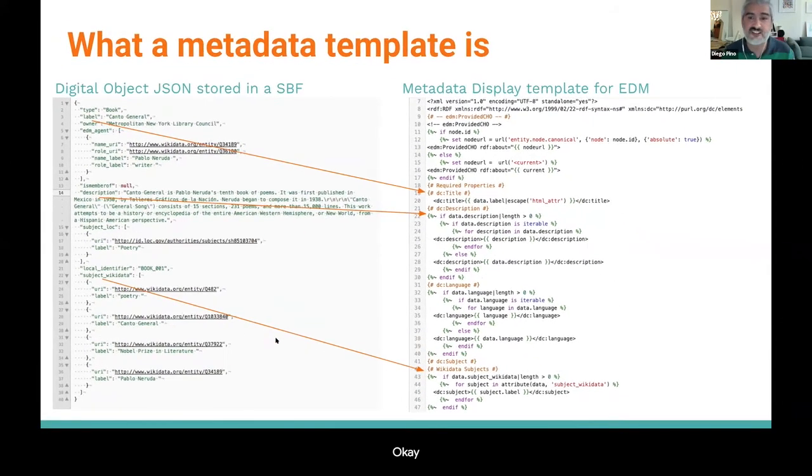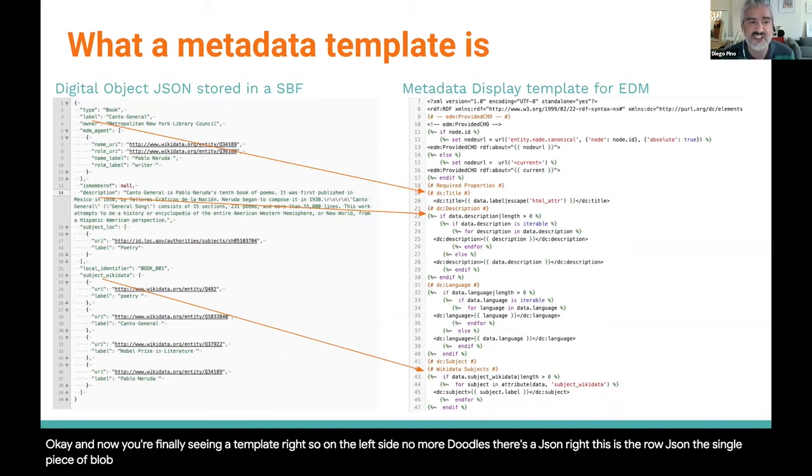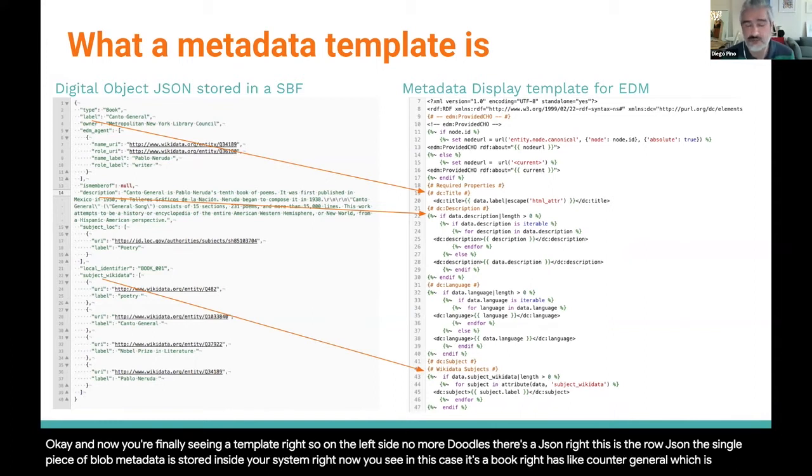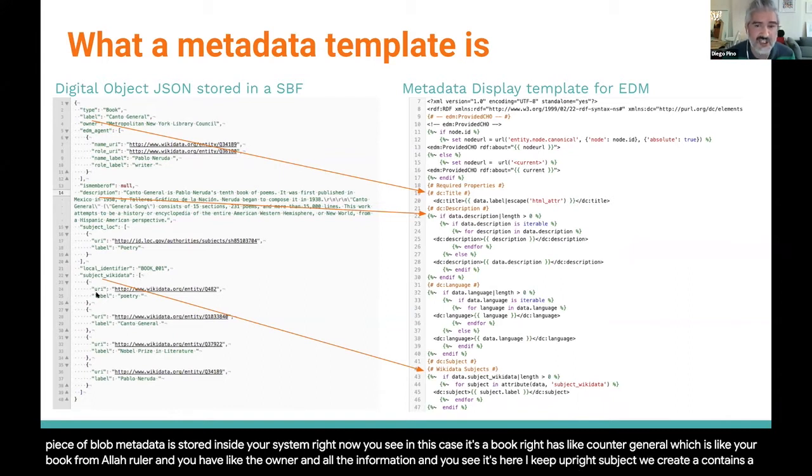Okay, and now you're finally seeing a template, right? So on the left side, no more doodles, there's a JSON, right? This is the raw JSON, the single piece of blob metadata that is stored inside your system, right? And you see in this case, it's a book, right? It has Canto General, which is a book from Pablo Neruda. And you have the owner and all the information. And you see it's hierarchical, right? Subject Wikidata contains a URI and a label.